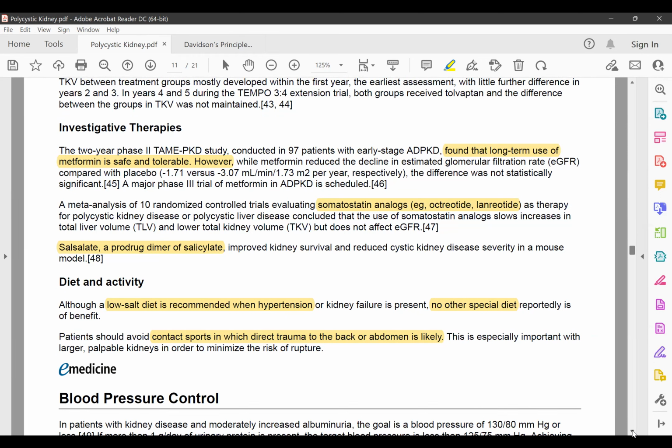Most important, what diet people will ask: because hypertension is there, a low salt diet can be recommended. Other than that, there is no other diet restriction. What sort of things to be avoided? Playing with children on the abdomen, contact sports like football or hockey or wrestling, or anything where there is a chance of the patient being injured by the opponent with a hand or punch on the abdomen or the back, which can result in rupture. This is the advice you give.